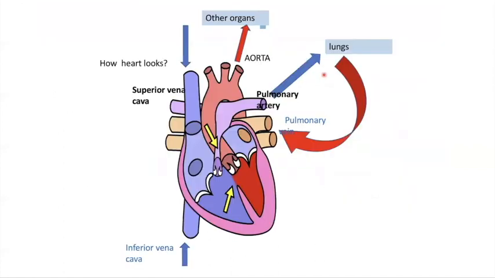Now see how the heart functions. The deoxygenated blood, the blood that has already circulated through all the body parts, is received by the vena cavas. There are two vena cavas, superior vena cava and inferior vena cava. Inferior vena cava collects the deoxygenated blood from the lower body, and superior vena cava collects the blood from the upper body. This deoxygenated blood from both the vena cavas enters into the right atrium.